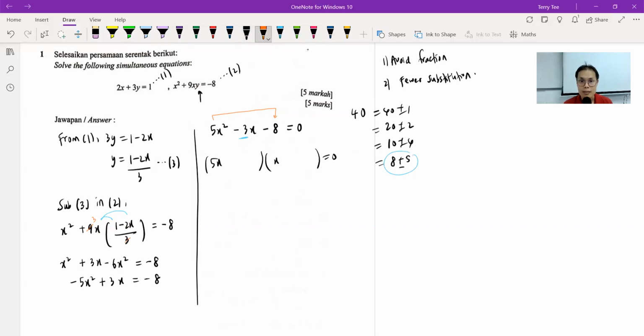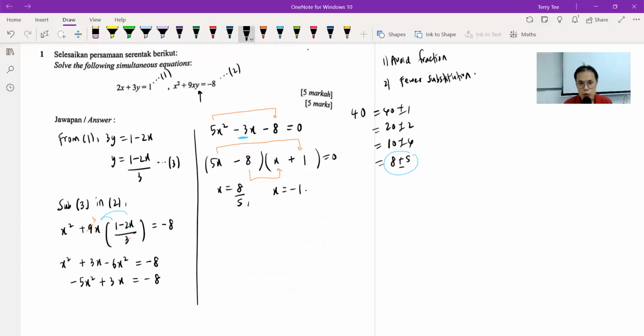So one of them must give us 5. The other must give us 8. To get 5x to be exact, I need to put a 1. To get 8x, I need to put an 8. And since I want negative 3, see, end result here, I want negative 3. The bigger number 8 must be negative. Smaller number 5 must be positive. So my x is now 8 over 5 or negative 1.